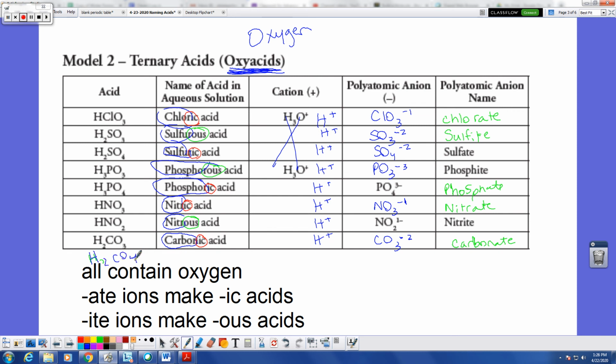H2CO4. So that would be CO4 minus 2. That would be percarbonate. So you keep the per, carbon, keep the ic, acid. So the per and the hypo would translate directly over. It's percarbonate, the ate part still becomes an ic. And the ite part would still become an ous.